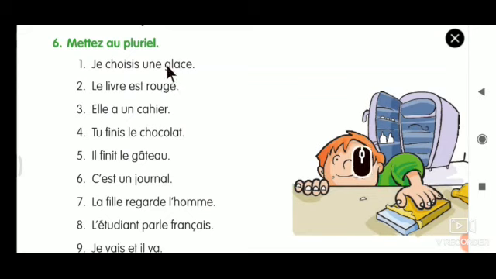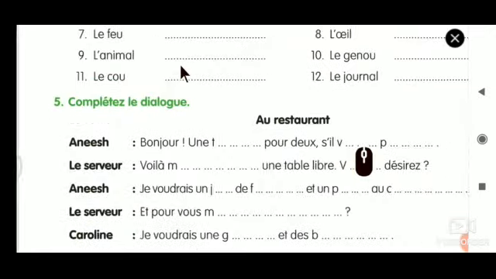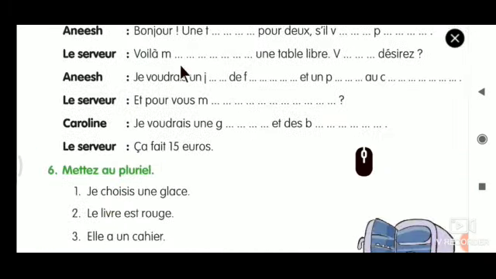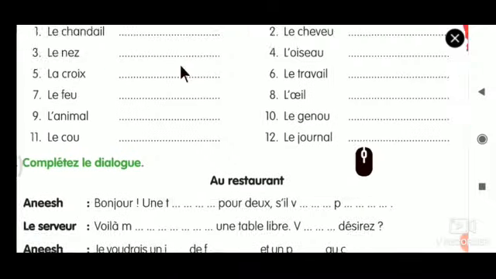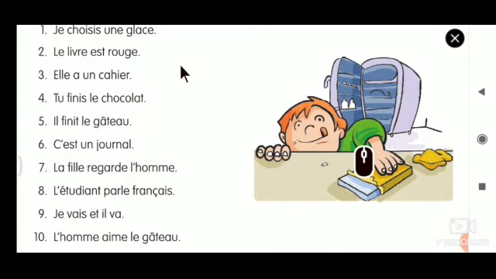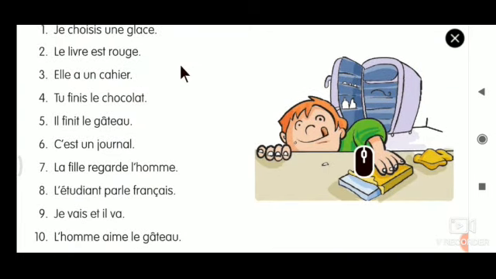Regarding the object noun, une glace will become des glaces. These are the rules we have already learnt in exercise number 4, given in the grammar part, plural des noms. Everything is interrelated. If you know exercise number 4, exercise number 6 will be helpful for you. So this is the trick to follow for exercise number 6.